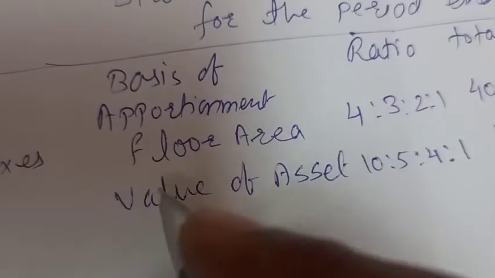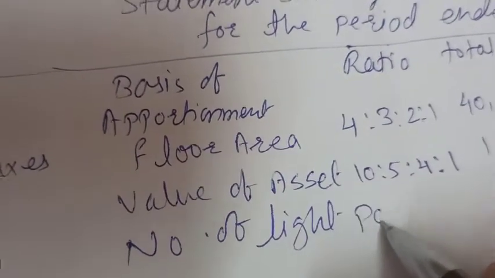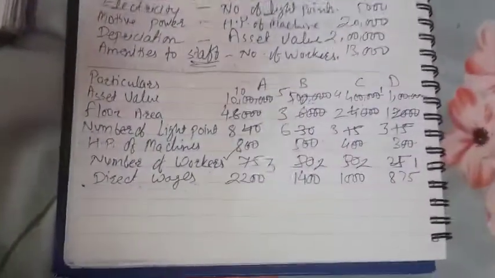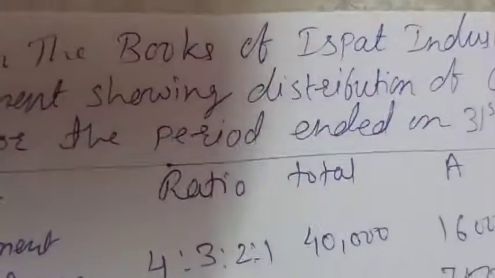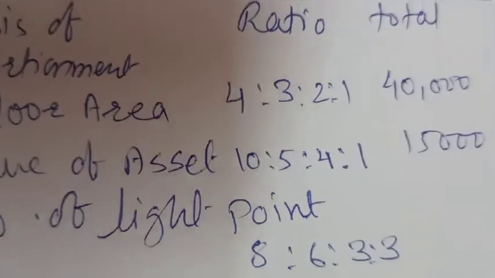The basis is number of light points. The ratio of number of light points is 8 is to 6 is to 3 is to 3. 8, 6, 3, 3. 8 plus 6, 14 plus 6, 20. The amount is 5,000.